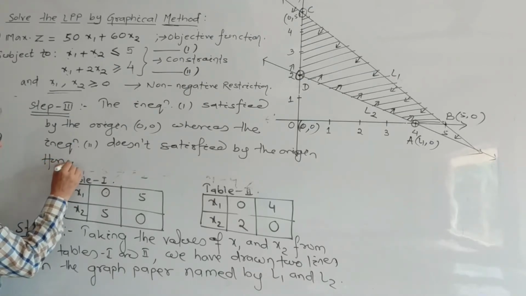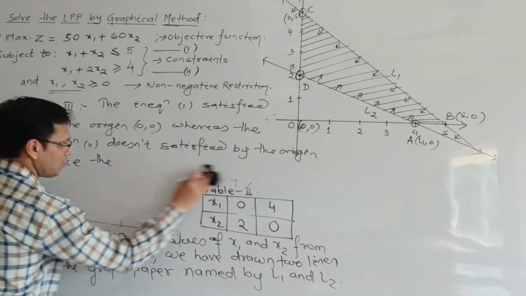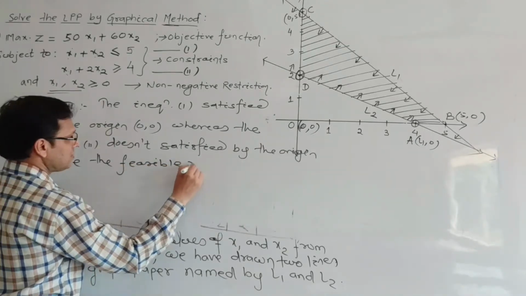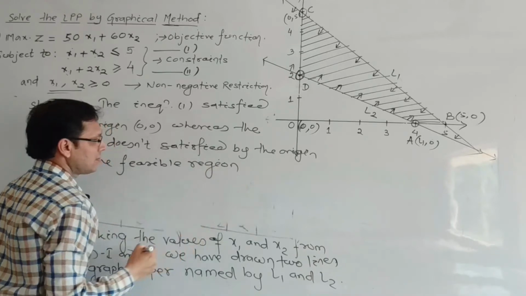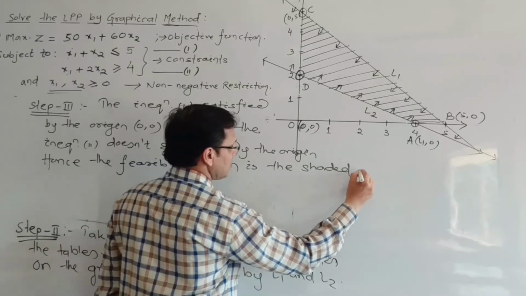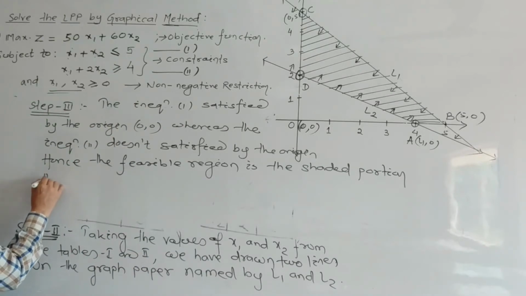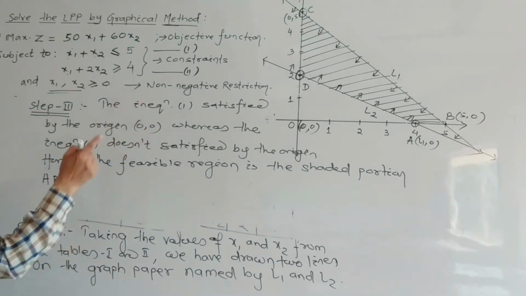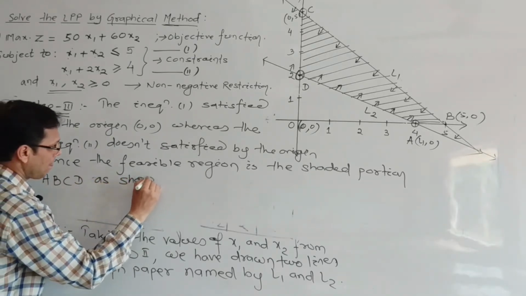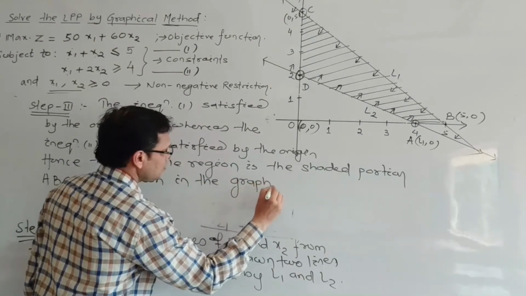Hence, you should mention here: hence the feasible region is the shaded portion named ABCD. We have named it ABCD as shown in the figure, in the graph paper. You can write that in the graph paper.